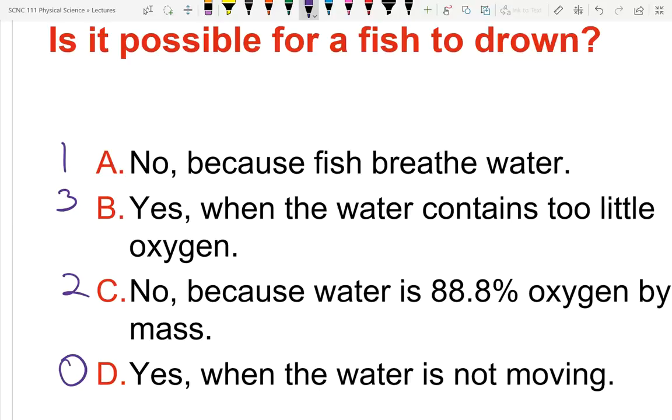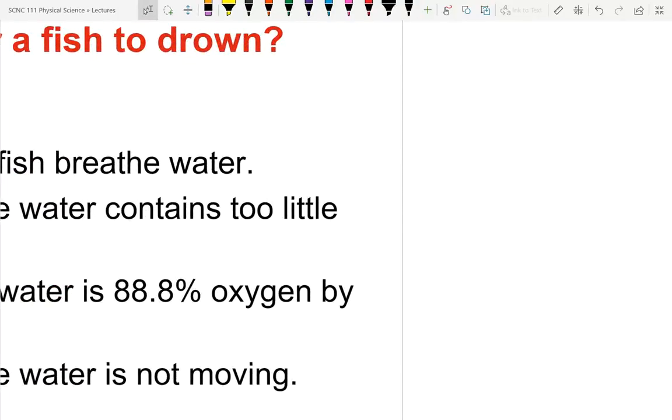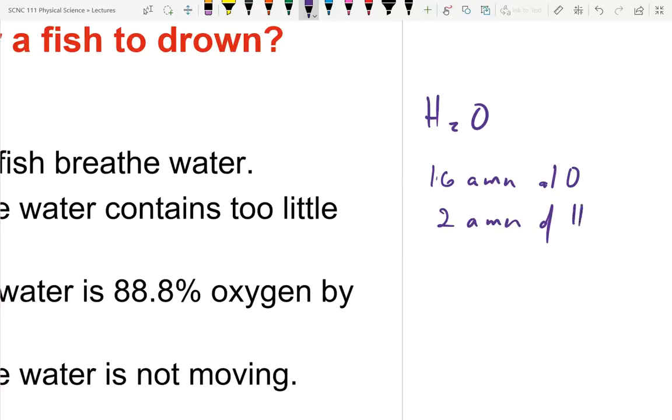Okay. Now, this is a really important chemistry question based on what she answered. Water is indeed mostly oxygen, right? H2O. That means it has 16 atomic mass units of oxygen for 2 atomic mass units of hydrogen. So 2 out of 18 hydrogen, or 16 out of 18 oxygen.